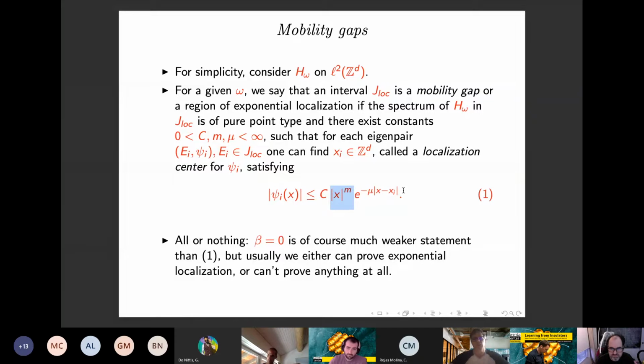So this looks like a much stronger statement than the one proposed by, say, Anderson. In other words, beta equal to 0 is a much weaker statement, but actually it's all or nothing usually. If you cannot prove exponential decay, then you cannot prove anything at all. It has to do with the fact that localization is actually a sort of finite volume criterion, in a sense that I'm going to explain.